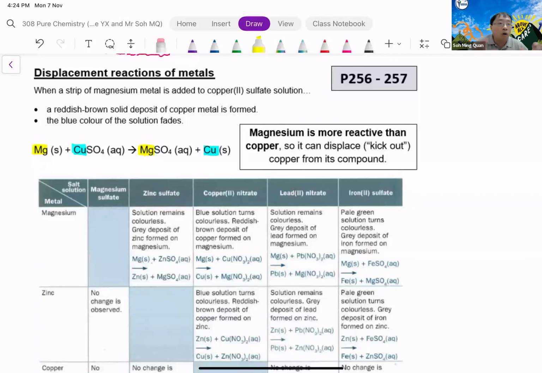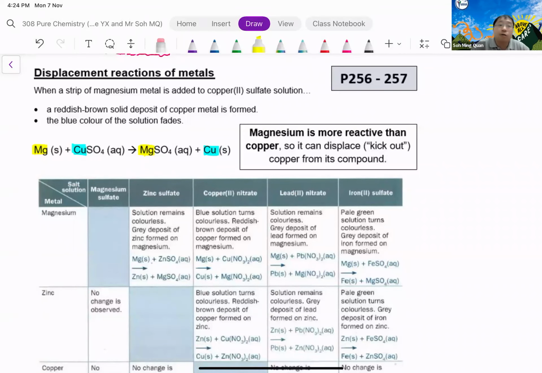So you know this is a displacement reaction when you see two metals, one as an element, one as part of a compound. At the start, magnesium is on its own as an element, and copper is part of a compound, copper 2 sulfate. So this is a competition between the two metals to see who is more reactive. Obviously, we know already from the reactivity series, magnesium is more reactive than copper. So it will displace copper.